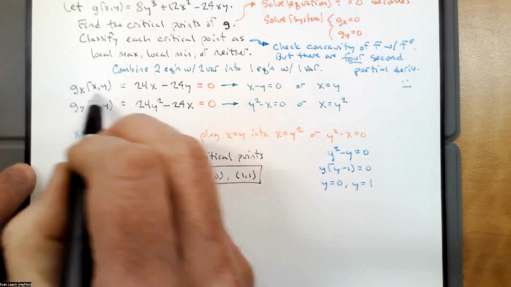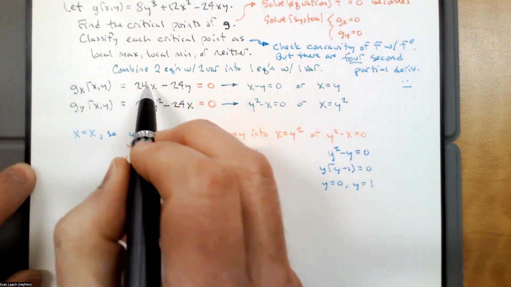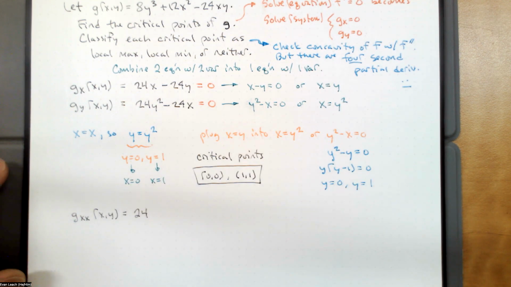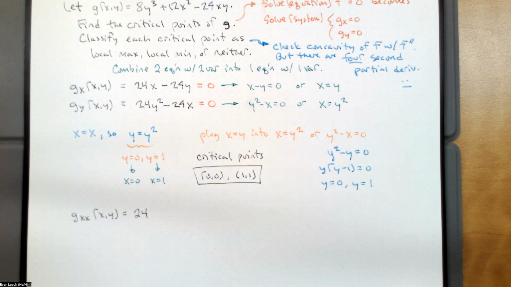Gxx, the derivative of gx with respect to x: the 24 is a constant factor, the derivative of x is 1. Minus 24y is constant with respect to x. So at least this gxx is a 24. We would read that as positive, so concave up. That makes sense. But that's only concave up in the x direction. What's going on in the y direction?